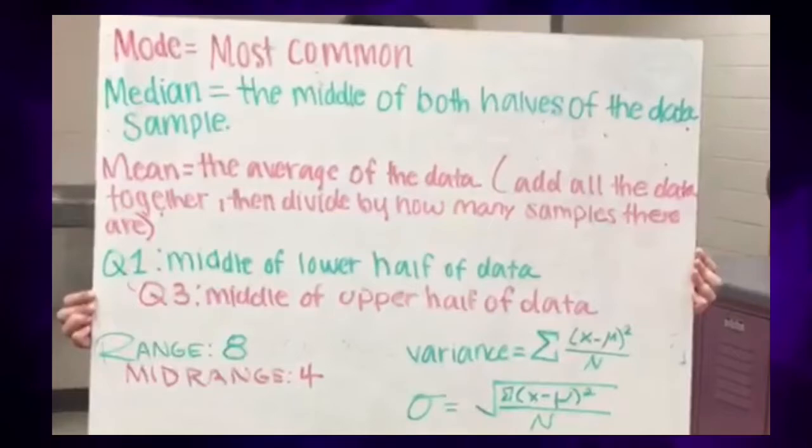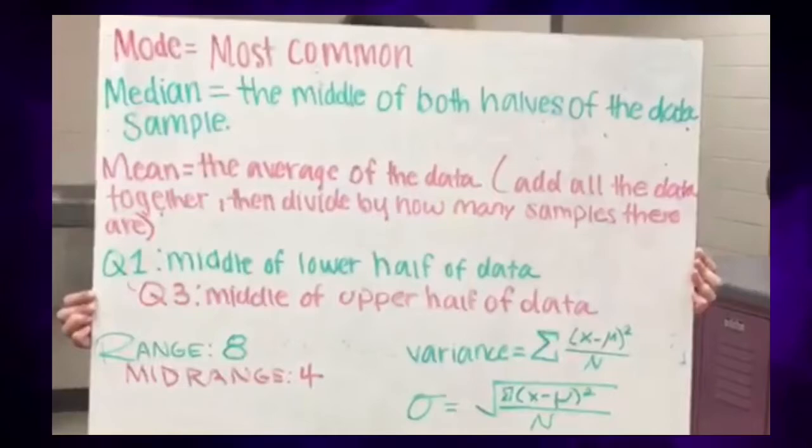And then the Q1 is the median of the lower half of the data set, and first that was 0. And then the Q3 is the median of the upper half of the data set, which first was 2. And then the interquartile range is Q3 minus Q1, so for us 2 minus 0, which gives us 2 for our IQR. And then the range is the max minus the min, and our max was 8 and our min was 0, so our range was 8. And then the mid-range is the max plus min divided by 2, so for us it was 8 plus 0 divided by 2, which gave us 4 for the mid-range.